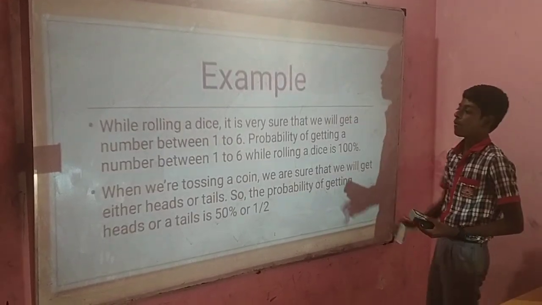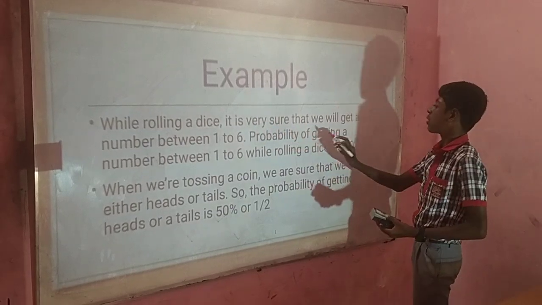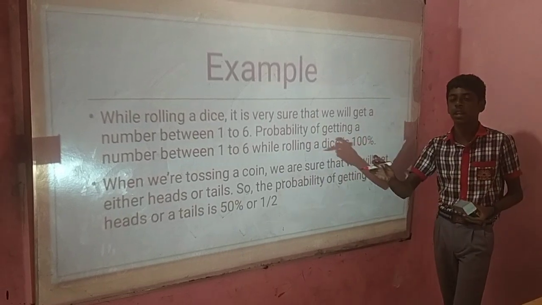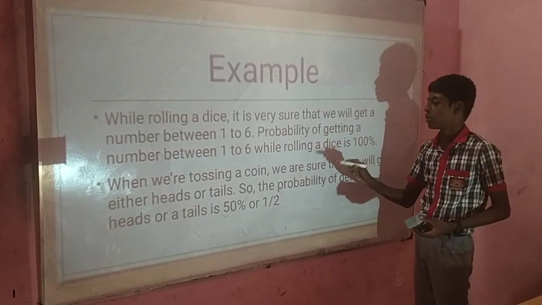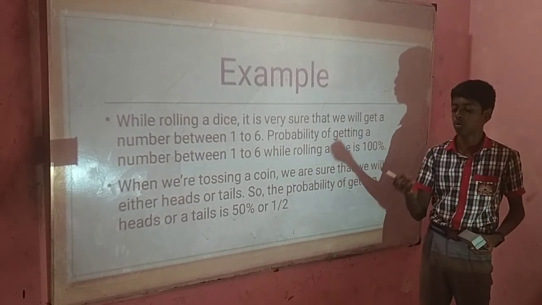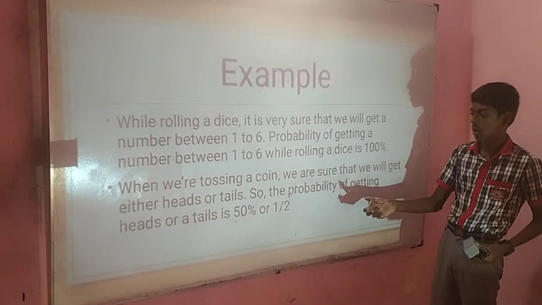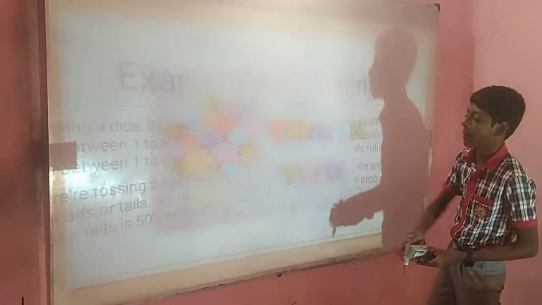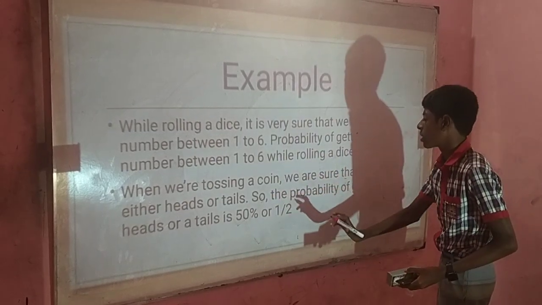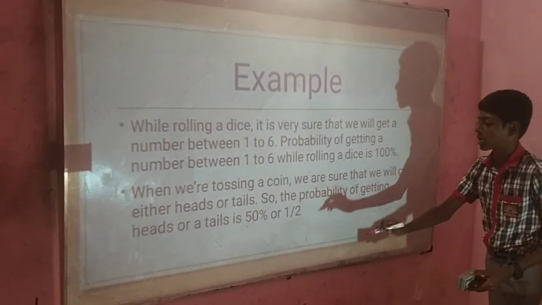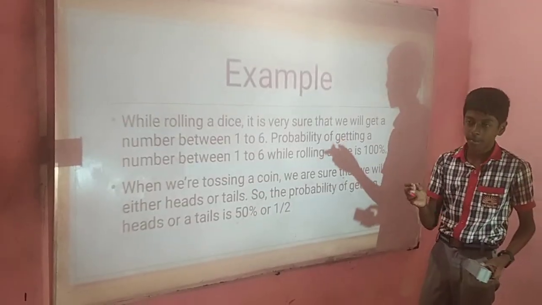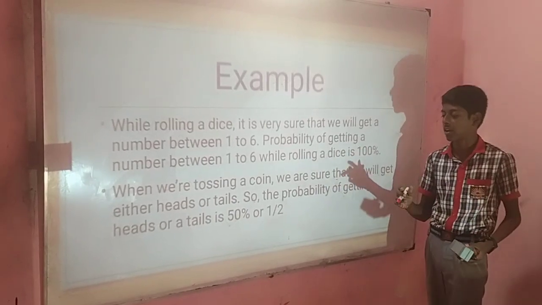Now, for example, while rolling a dice, it is very sure that we will get a number from 1 to 6. The probability of getting a number from 1 to 6 while rolling a dice is 100% because we will get either 1, 2, 3, 4, 5 or 6. Another example is tossing a coin, where we are sure that we will get either heads or tails. So the probability of getting heads or tails is 50%. For heads it is 50% or 1 by 2, and for tails also it is 50% or 1 by 2.